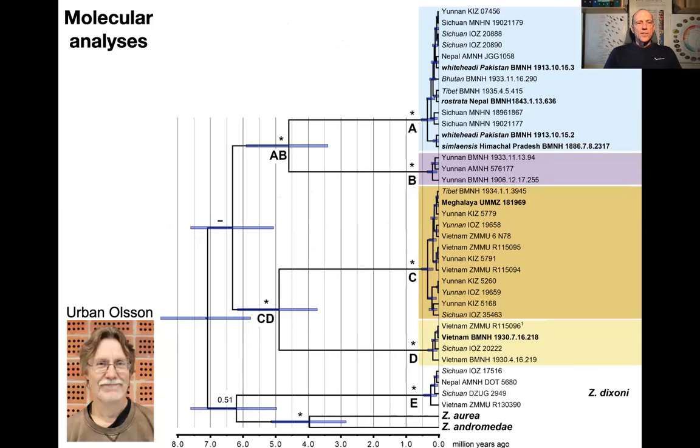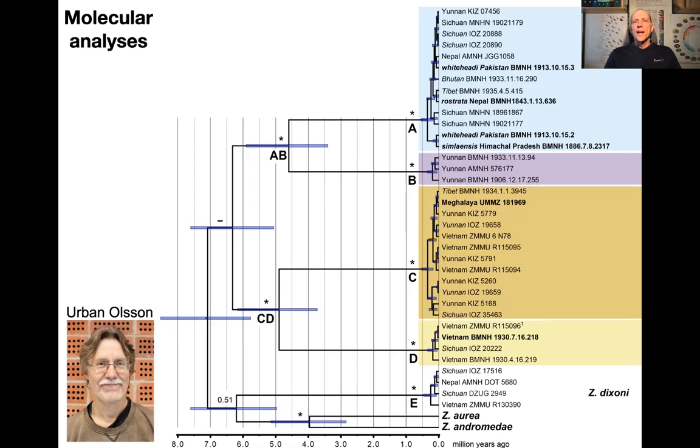Another excellent person is Urban Olson, who gave a talk yesterday, I believe. And he sequenced not only the DNA samples that we collected in the field, but he also sequenced museum specimens. So you can actually get DNA out of museum specimens, and we got little samples from the toe pads of the birds. And we tried to include all the different name-bearing types that we could find in different museums. Those are the ones that are highlighted in bold in the text here on the graph.